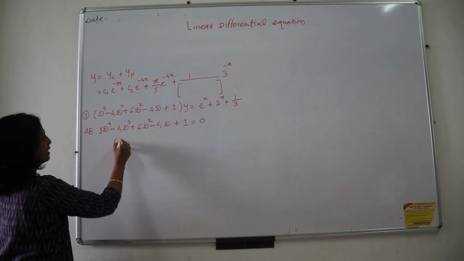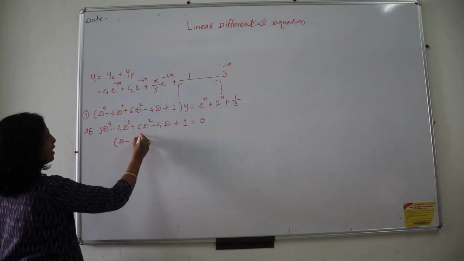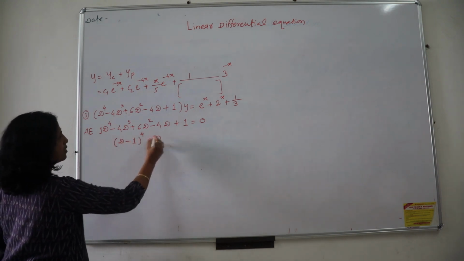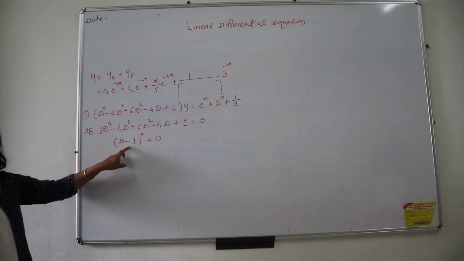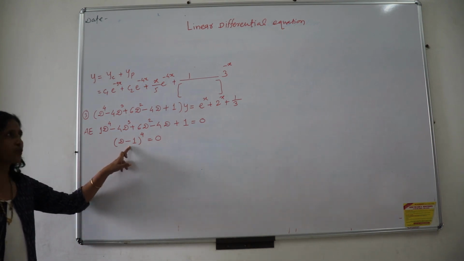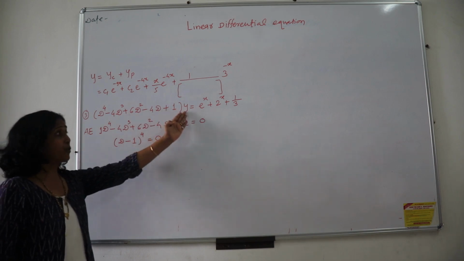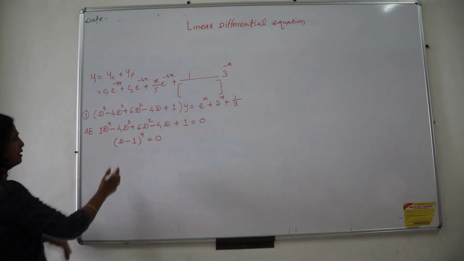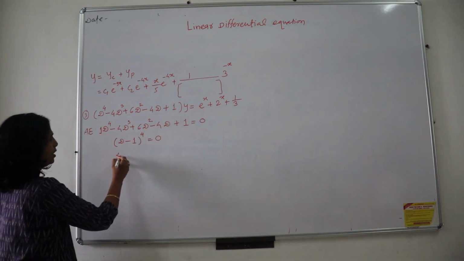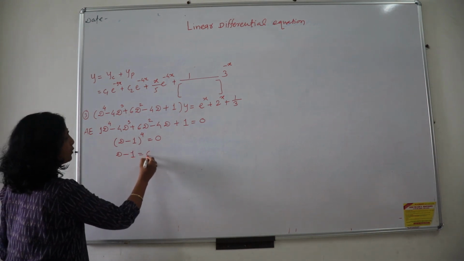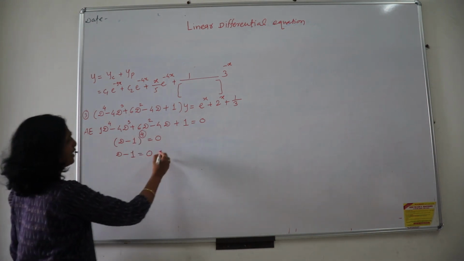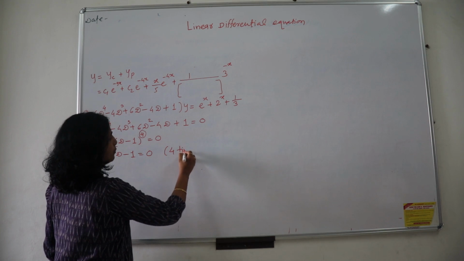So you can write it as the expansion of (D minus 1) raised to 4 equals 0. This is the easy representation of the function, and instead of solving this at length, I am just going to represent it like this only. Now what is the meaning of this? D minus 1 is equal to 0. This bracket is appearing 4 times.